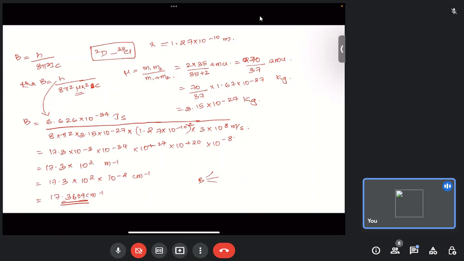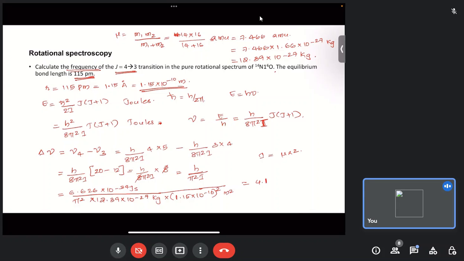So when we do the math, it will come out to be 4.1 into 10 to the power 11 second inverse. We can calculate how much the units come to be.